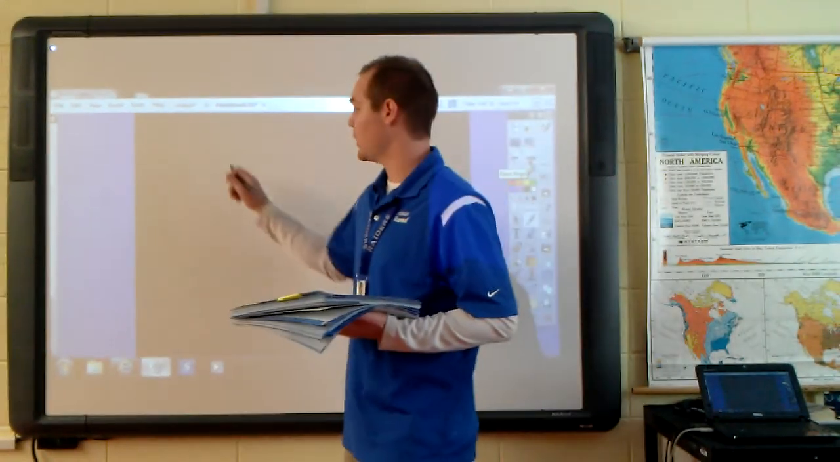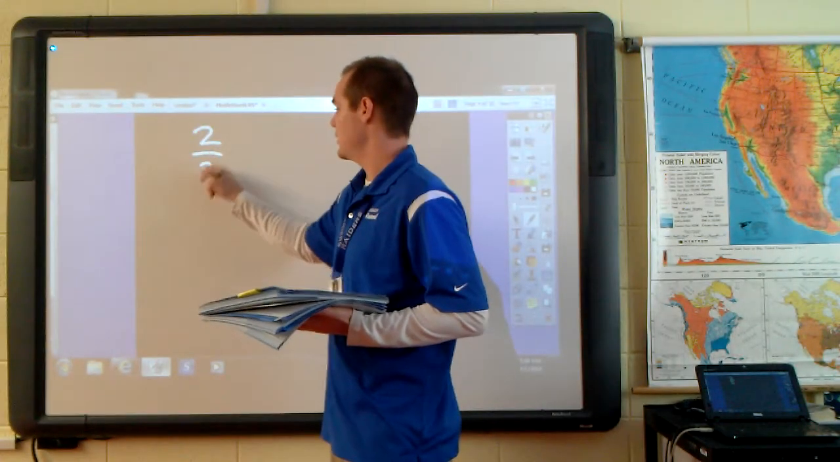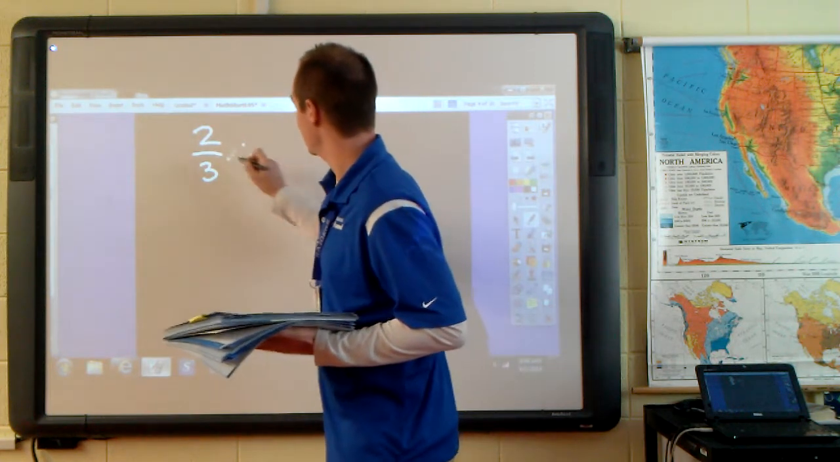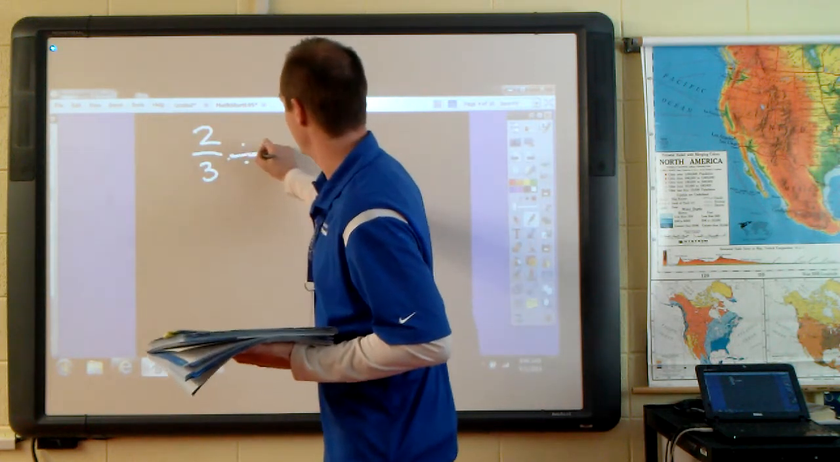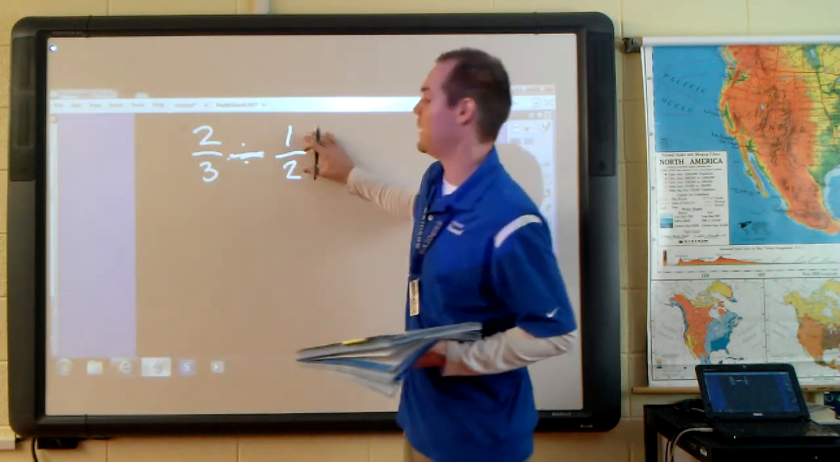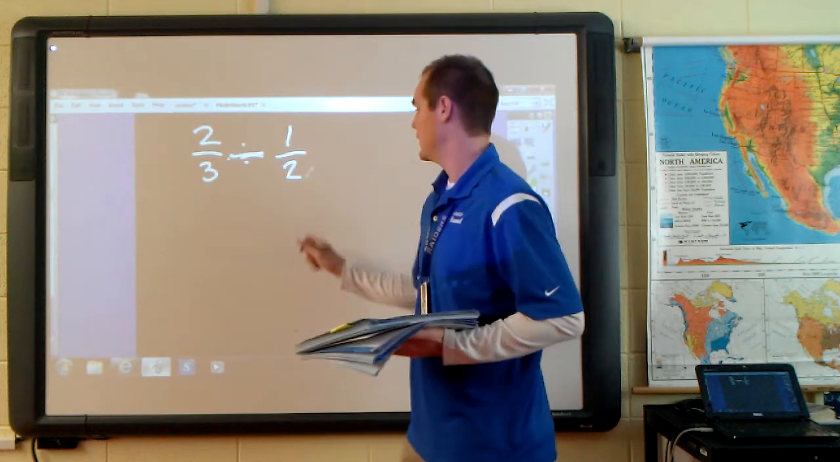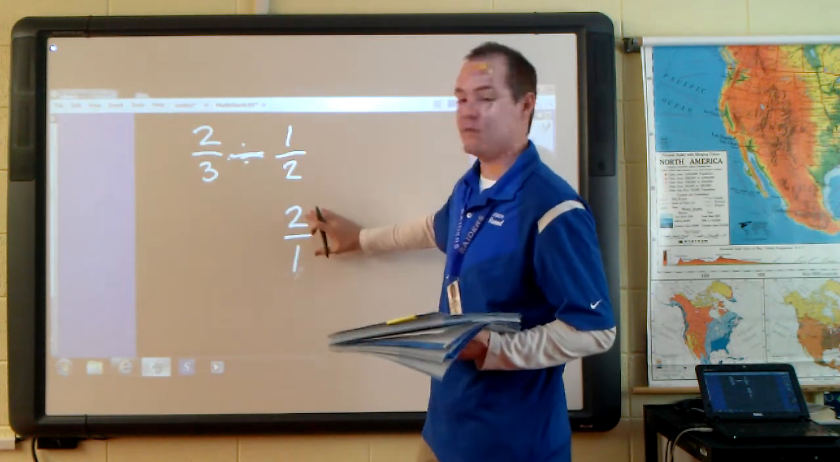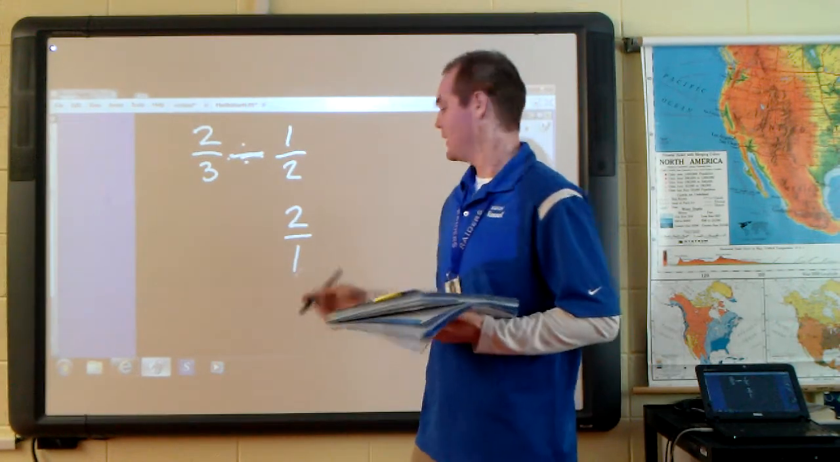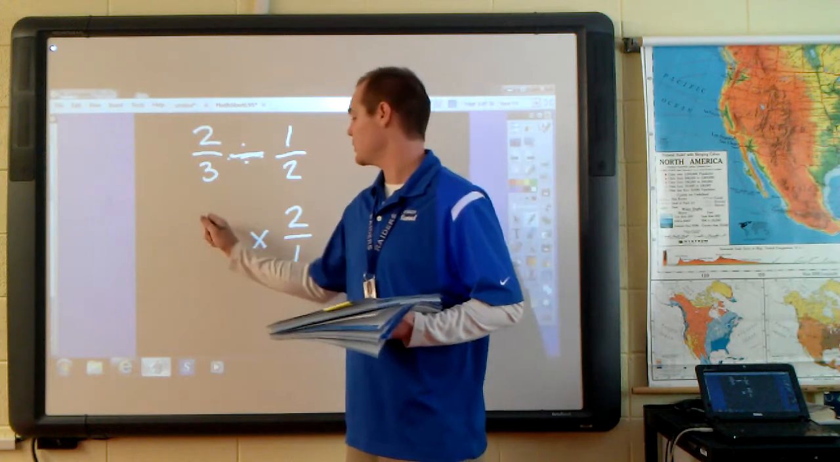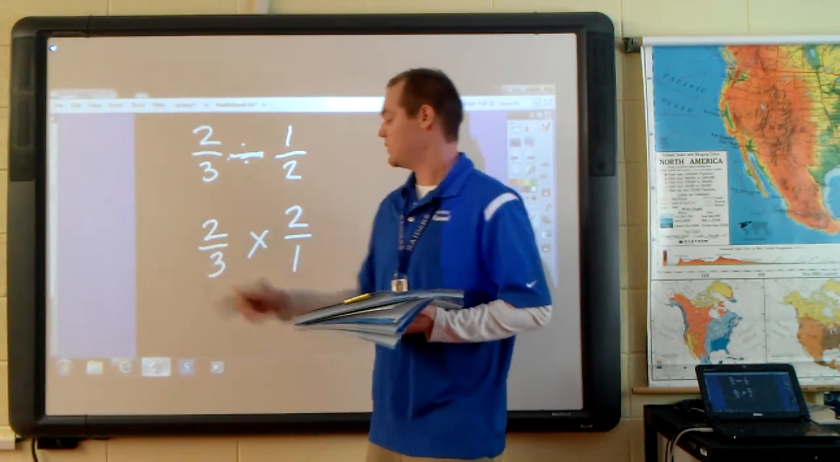Example number 1, you will write down in your sheets 2/3 divided by 1/2. Okay, how many 1/2s are in 2/3? Now we know that there are 2 over 1. If we took 1/2 of 2 over 1, that would equal 1. That's why we're using the reciprocal first. We switch our division sign to multiplication. We leave the 2/3 alone.